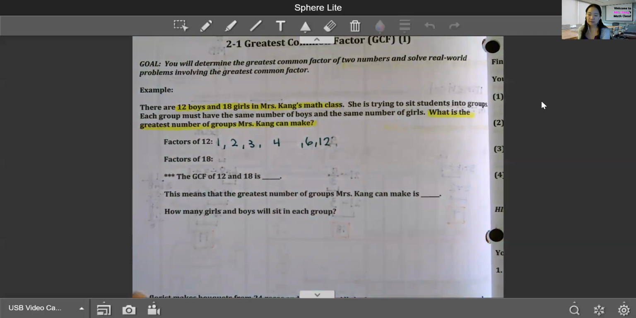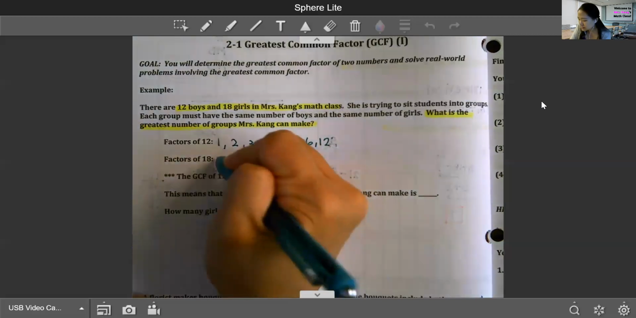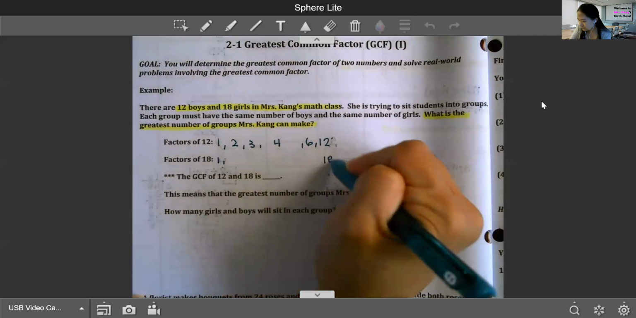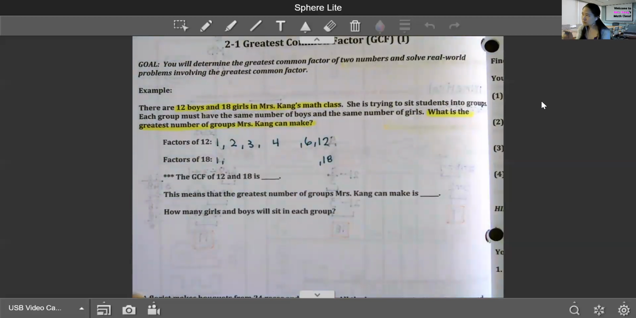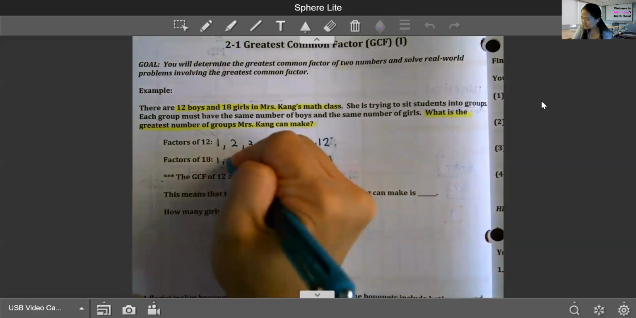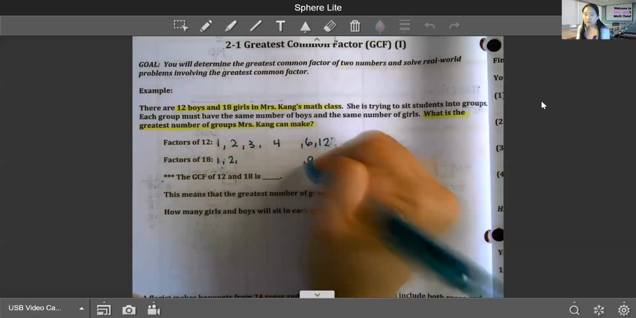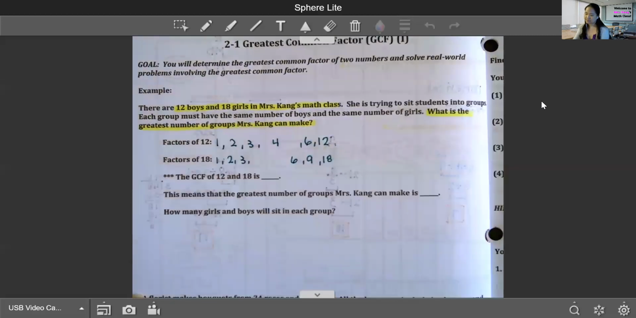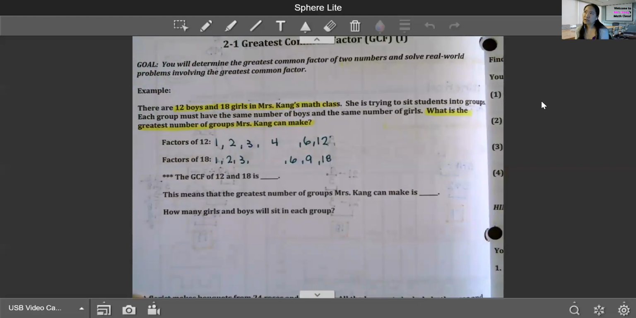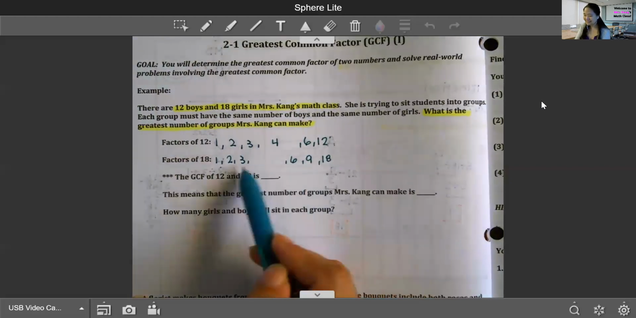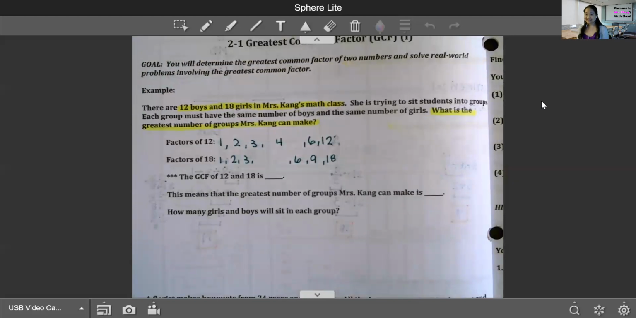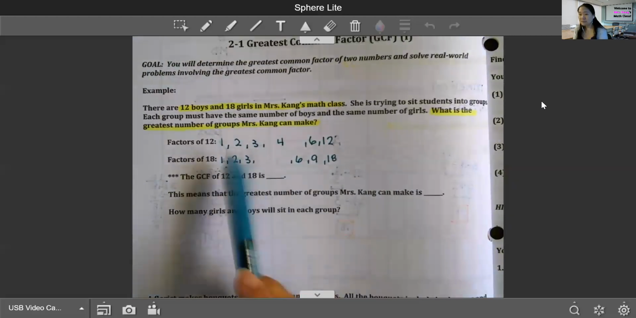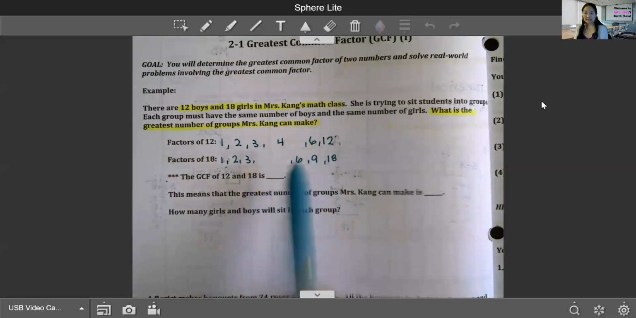Now I'm going to do the same thing with factors of 18. First, 1 and 18. Then you just keep doing it in order. 2 times 9 is 18, so 2 and 9. 3 times 6 is 18, so 3 and 6. Now 4 times, no. 5 times, no. 6 times 3, but I already wrote it right here. So then I'm done. These are all the factors of 12 and factors of 18.